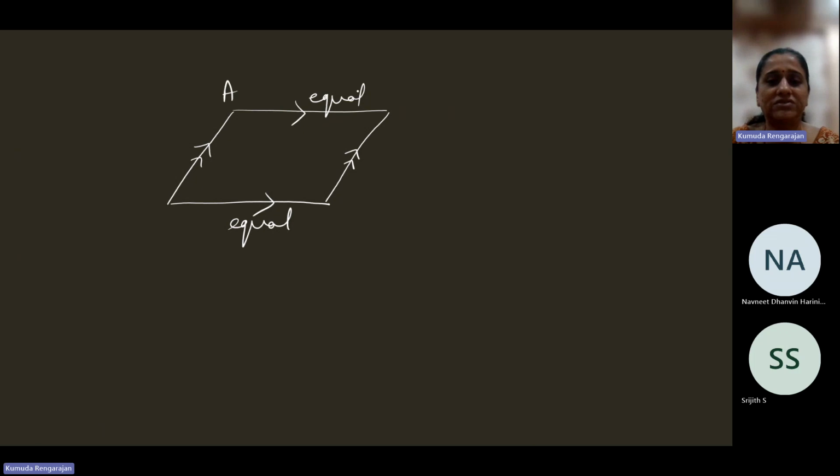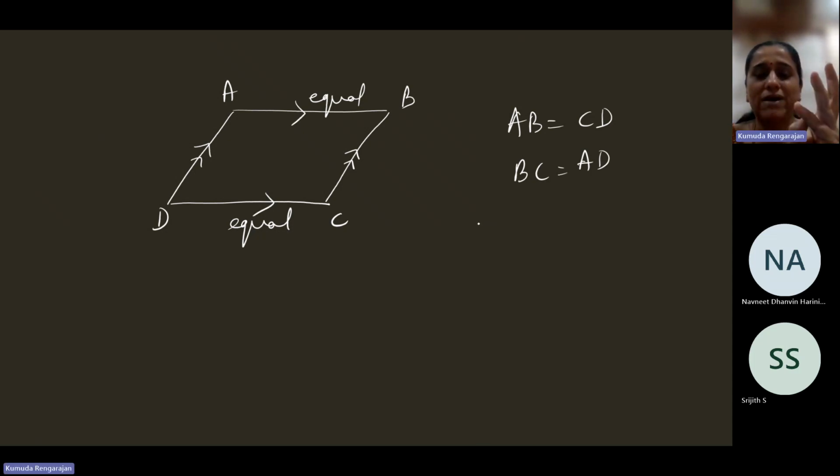Okay, so if it is ABCD, AB is equal to CD. BC equals AD. Opposite sides are equal. Opposite sides are parallel. Opposite angles are equal. Angle A is equal to angle C. Angle B is equal to angle D. So opposite sides parallel, opposite sides equal, opposite angles equal.